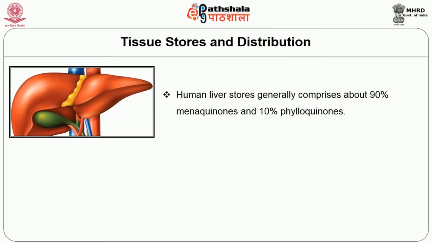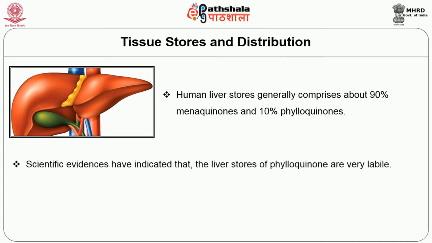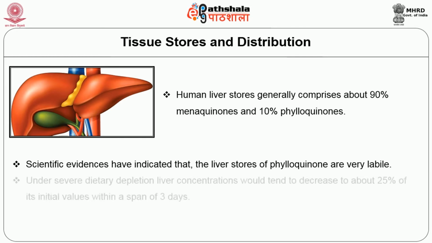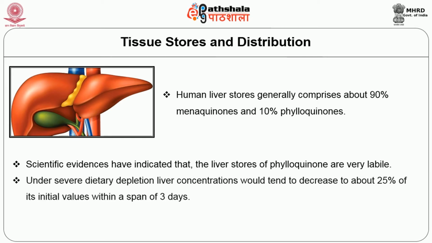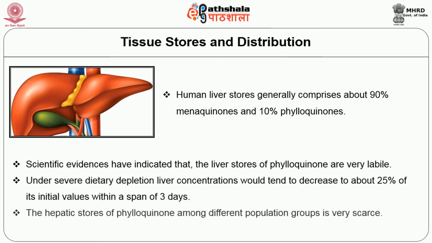We will look into the stores and distribution of vitamin K. Human liver stores about 90% menaquinones and 10% phylloquinones. Evidence indicated that liver stores of phylloquinone are very labile. Under severe dietary depletion, liver concentrations would tend to decrease to about 25% of their initial value within a span of 3 days. Data on the hepatic stores of phylloquinone among different population groups is very scarce.